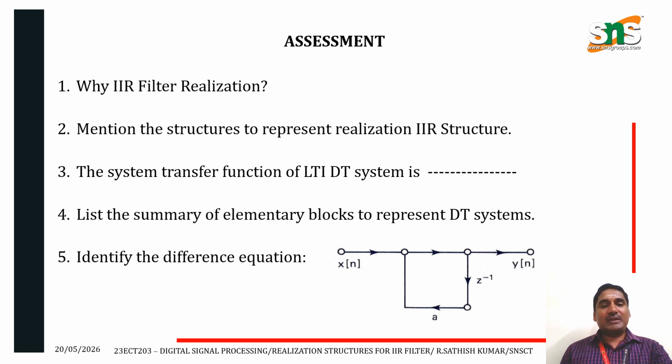The system transfer function of an LTI DT system is given by H of z is equal to Y of z divided by X of z. List the summary of elementary blocks to represent DT systems: adder, multiplier, constant multiplier, delay element, advancing element, etc. Identify the difference equation: y of n is equal to a power n y of n minus 1 plus x of n.